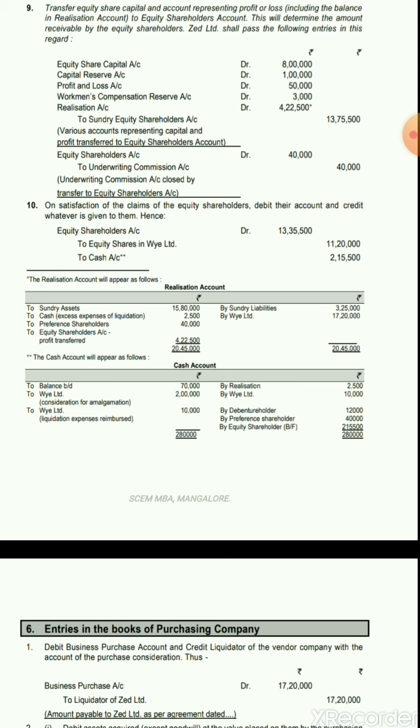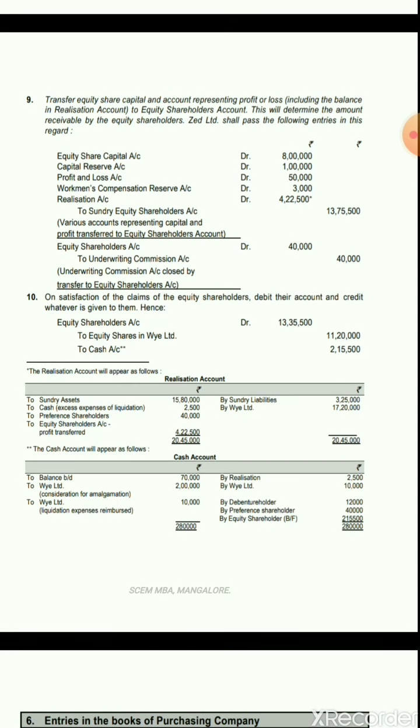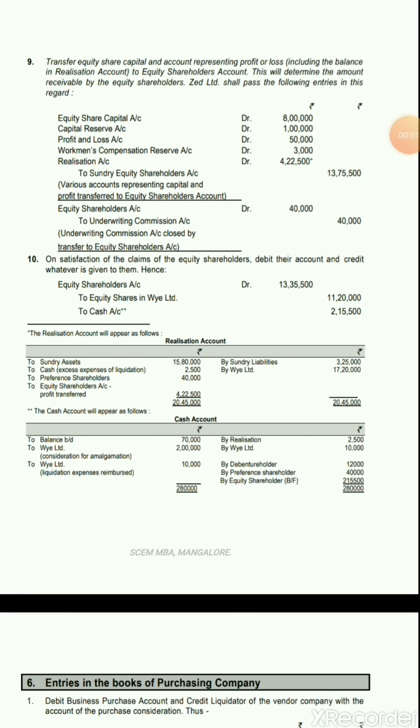So when I get the 4,22,500, I get 4,22,500. So that should be transferred to the equity shareholders account. So we have understood the realization profit, which is 4,22,500, which is to be transferred to the equity shareholders account. So equity share capital has been transferred, then capital reserve has been transferred, profit and loss account has been transferred, workmen's compensation reserve has been transferred.